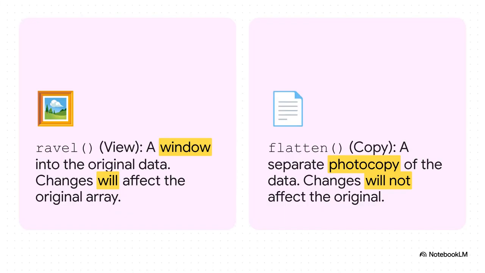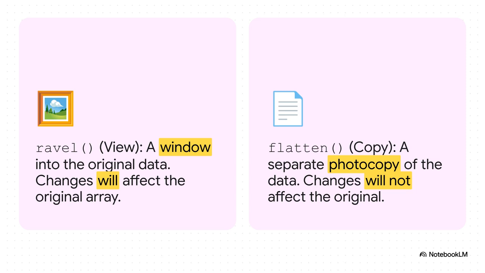Now, a quick but really important heads up. When you start reshaping arrays, you need to know the difference between a view and a copy. Think of a view, like what you get from the ravel method, as a window looking into your original data. If you change something through that window, the original data changes too. A copy, which you get with flatten, is like making a photocopy. It's a totally separate thing. You can write all over the copy, and the original stays pristine. This is so important, because if you don't know which one you have, you might accidentally change your original data without meaning to.